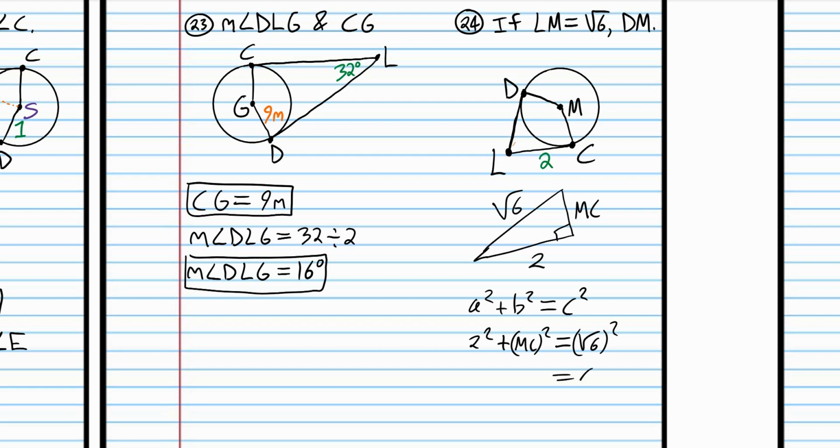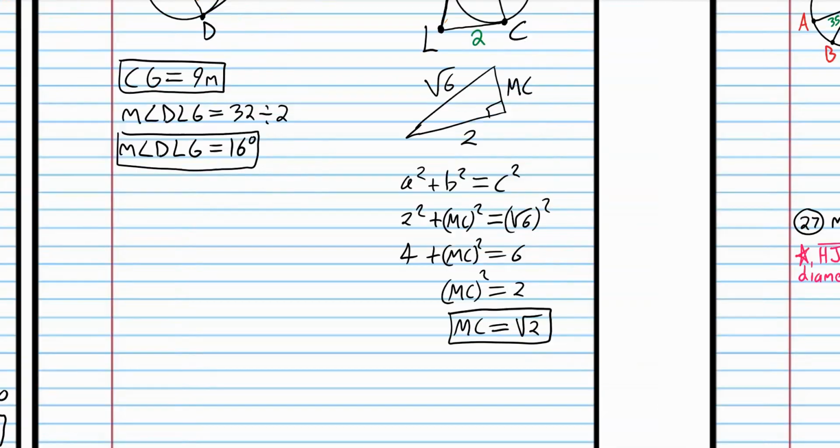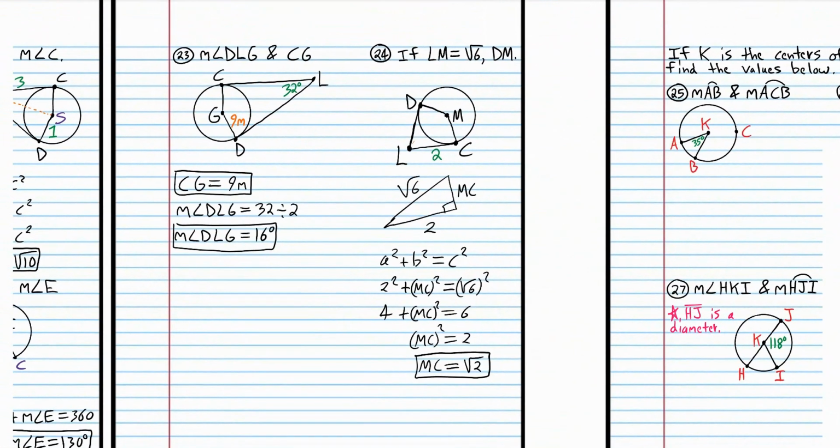And so we get 6 is equal to mc squared plus 4. Subtract 4, we get mc squared is 2. Square root both sides, and we get mc is equal to plus or minus root 2. But in this case, we can't have a negative length. So mc is equal to root 2.